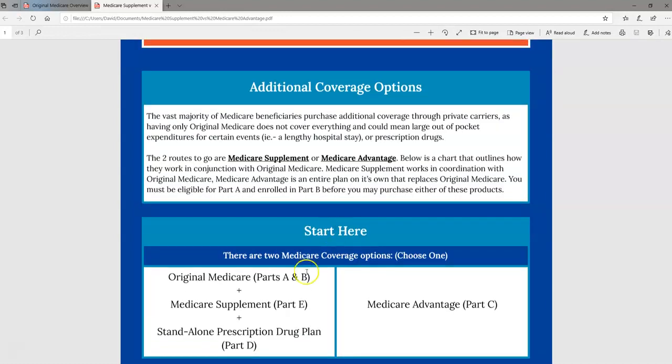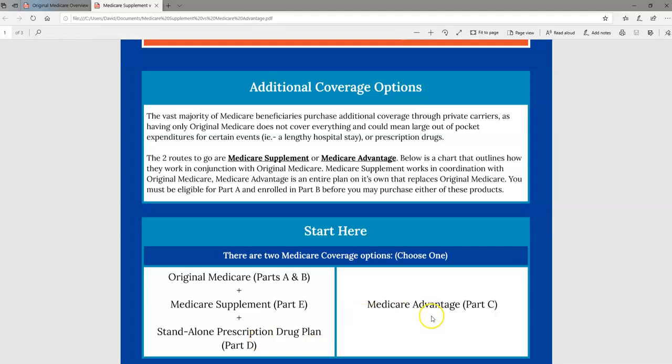Medicare Supplement is something that works in coordination with original Medicare. So it's original Medicare plus a Medicare Supplement, and then a standalone prescription drug plan. So it's kind of a three-pronged tool. Medicare Supplement options do not include drug coverage, so that's something that must be purchased through a prescription drug plan separately.